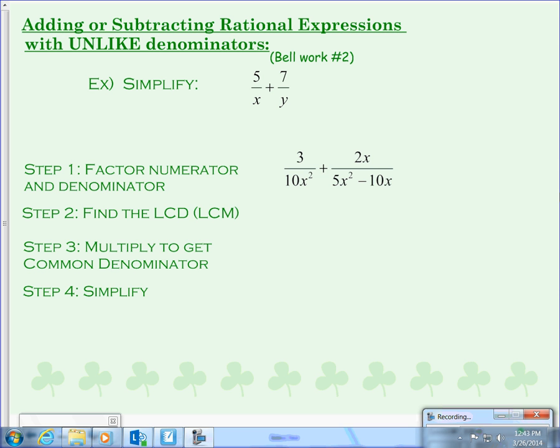So if we look at this first one, 5 over x plus 7 over y, you need to decide first what the least common multiple between the denominators is. So x and y, they can't be factored. I can't simplify that anymore. So the least common multiple would just be x times y.